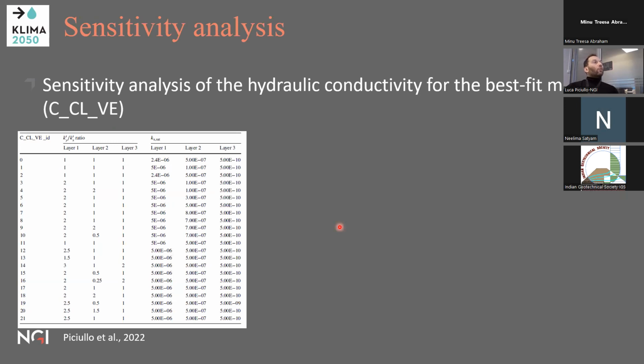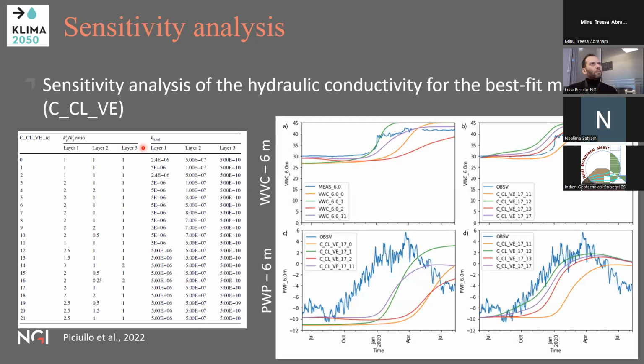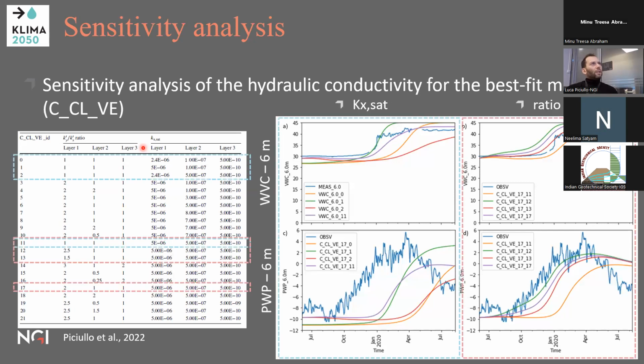Then, to further improve the model and the back calculation representing the C2 condition, we have performed a sensitivity analysis of the saturated horizontal hydraulic conductivity for the three different layers, and also the anisotropy of the hydraulic conductivity for the three layers. So here are the results. Just to point out a few things.